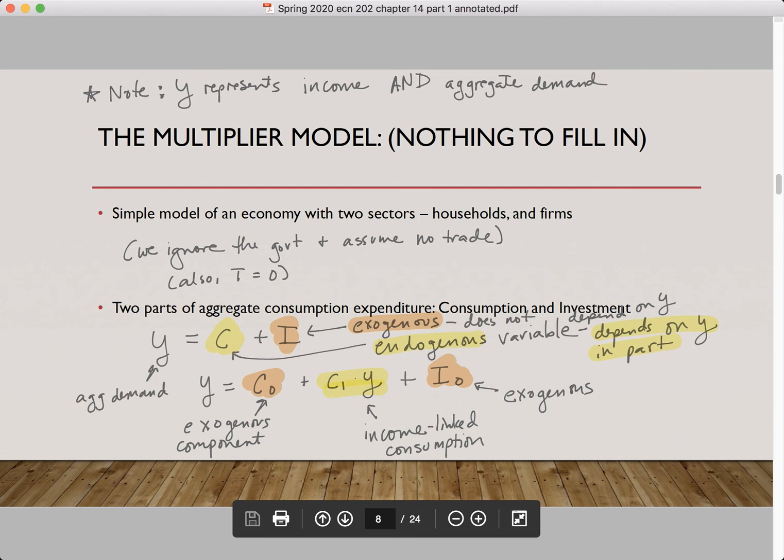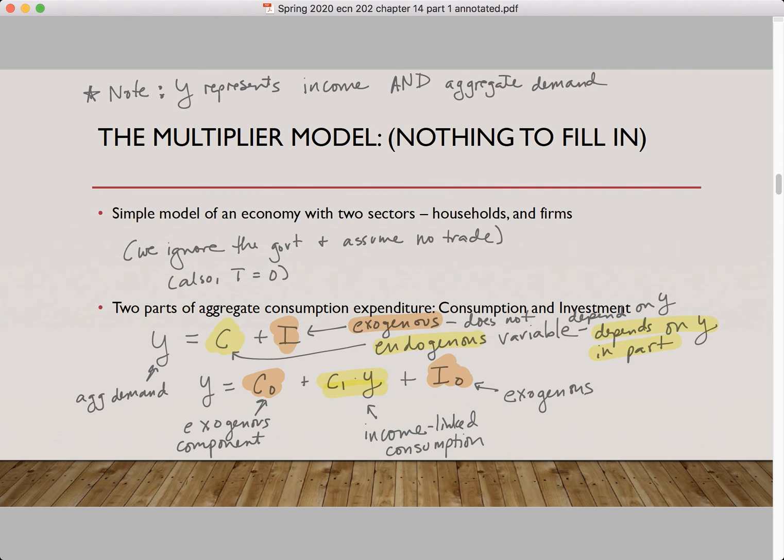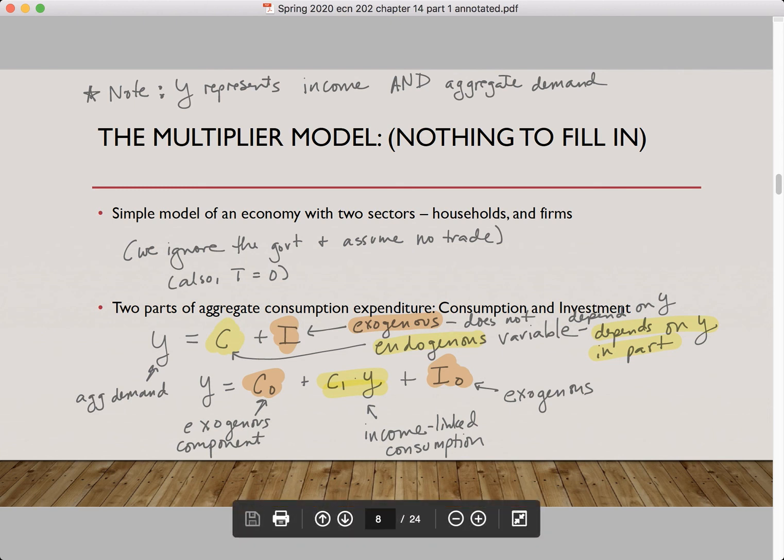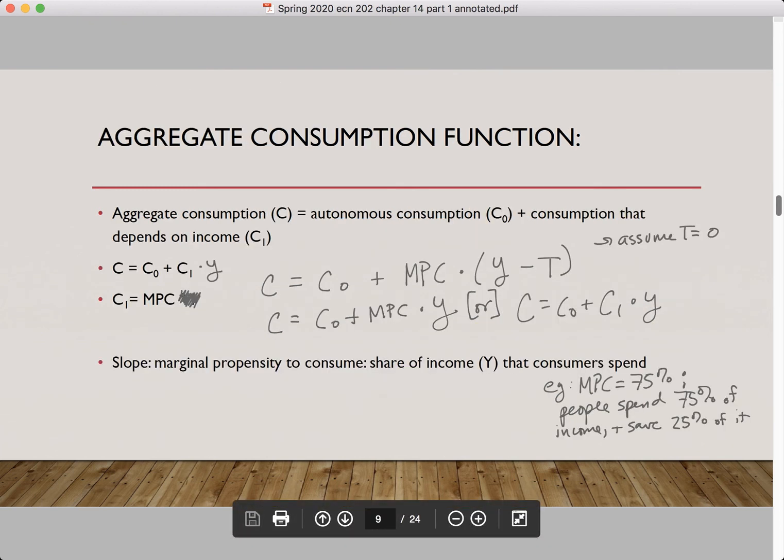Now, finally, the third component of this is income-linked consumption, C1 times Y. We assume that as people's incomes rise, all else equal, they will consume more, at least in absolute terms. If your income rises, you will probably spend more. Again, all else equal.